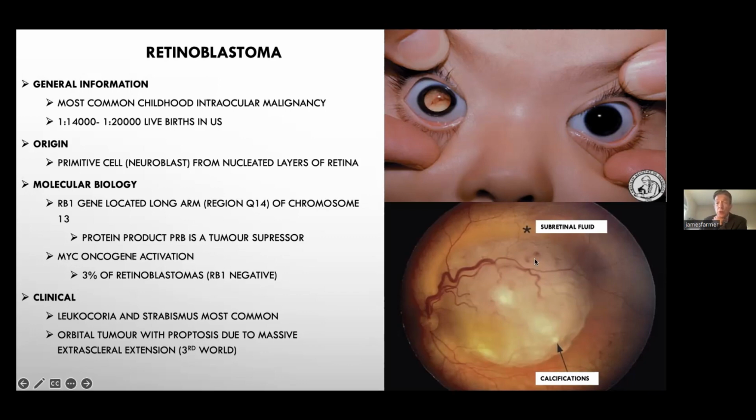So this particular tumor here, you can see this yellowish area, which is the macula. This poor little patient would not be seeing more than count fingers or hand movements. And when you lose uniocular input, and therefore you don't have binocular focusing, the eyes will often deviate, ergo strabismus. In the third world, these tumors are picked up, unfortunately, very late. They tend to extend outside the eye and cause massive proptosis.